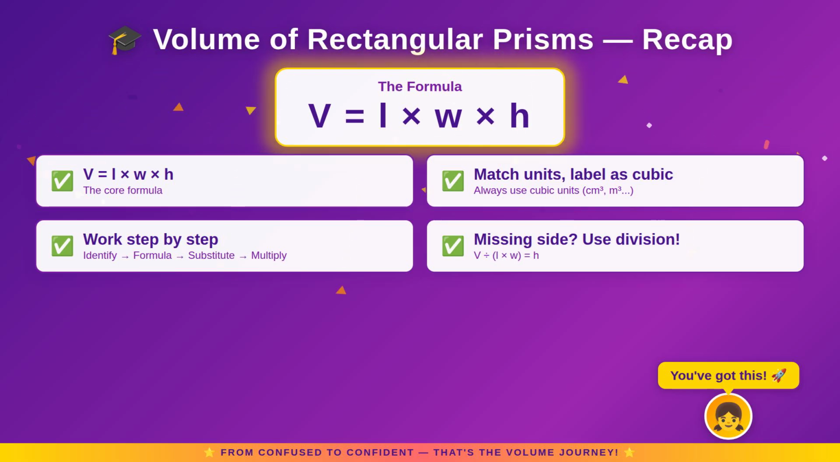Here's your power summary. Volume equals length times width times height. Always use matching units and label your answer with cubic units. Work step by step. Identify, write the formula, substitute, then multiply. And if a side is missing, use division to find it. From confused to confident, that's the volume journey. You've got this. Now go.